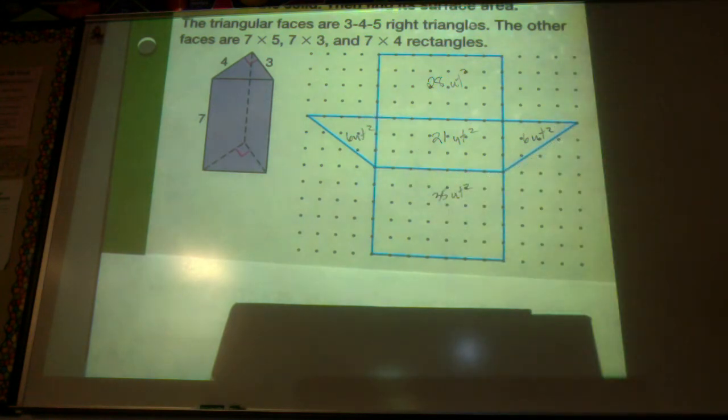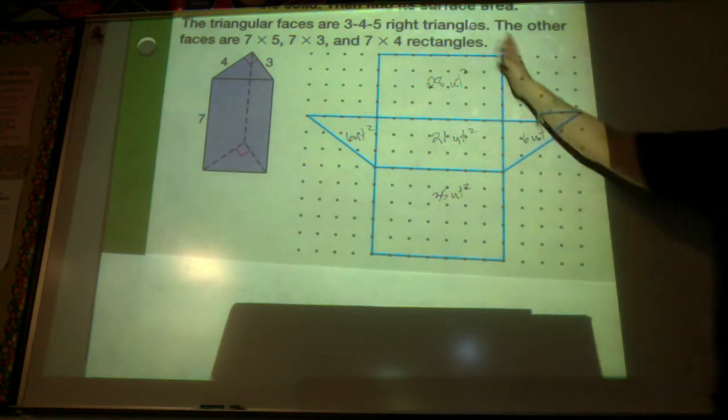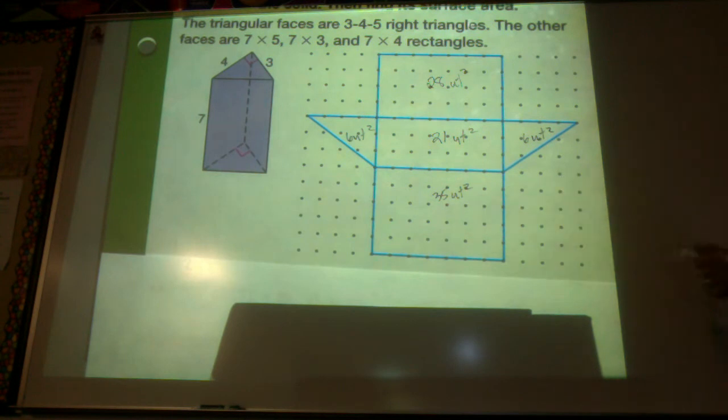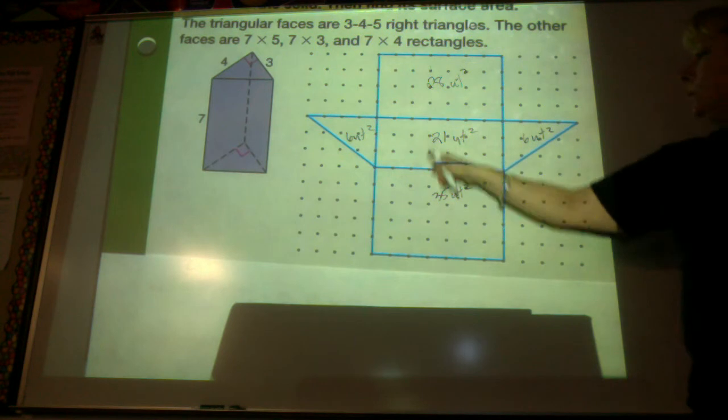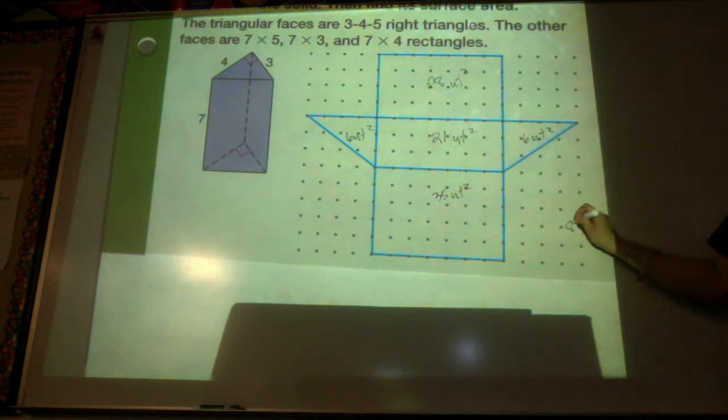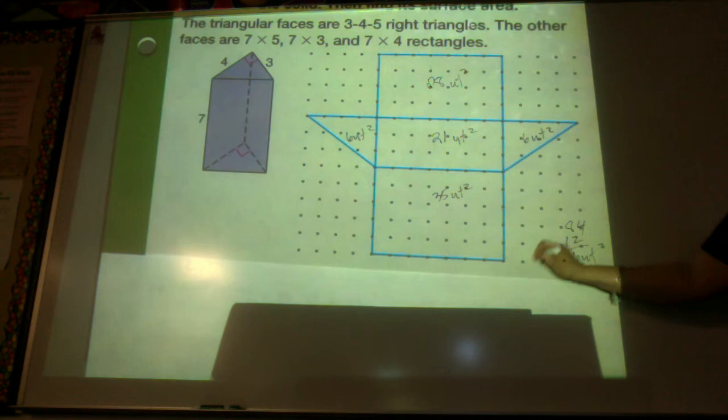Now how do you find total surface area? Add them all together. So 8, 9, 9 and 5 is 14, carry your 1, 2, 4, 4 and 3 is 7, plus the 1 is 8, and then 6 and 6 is 12. Don't we get 96 units squared for total surface area?